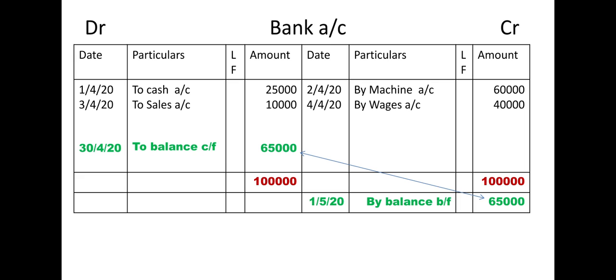See, you can see on the opposite side I have transferred the answer 65,000 just below the total, and the date I have written is the next month's first date, 1st May 2020. Okay, students, so I think bank account is over now. So this is how we can balance the account.